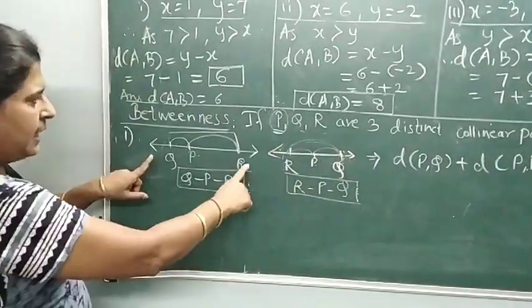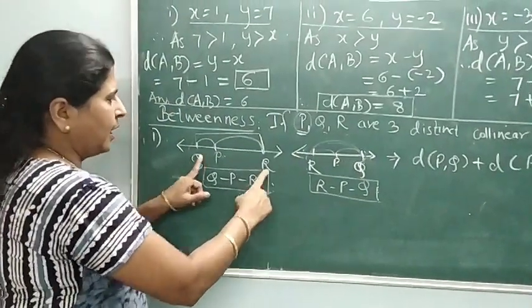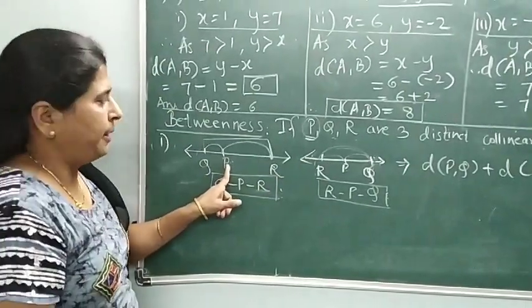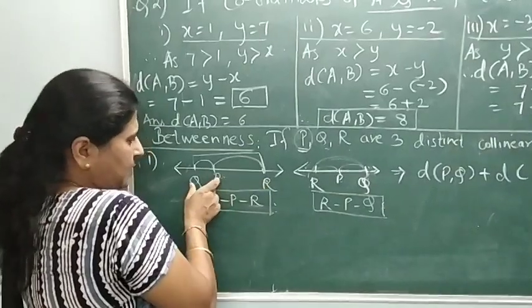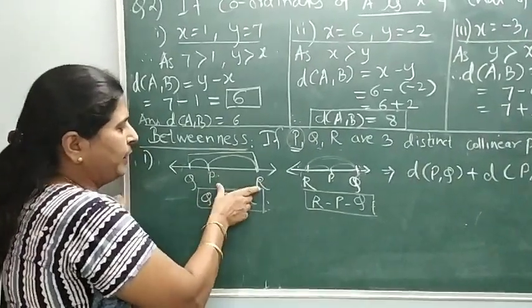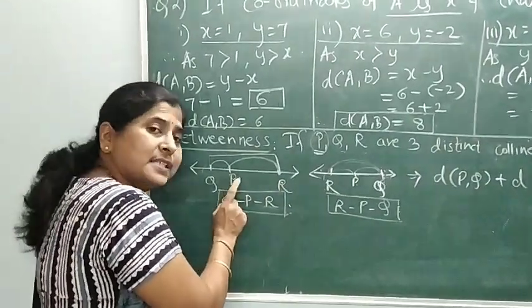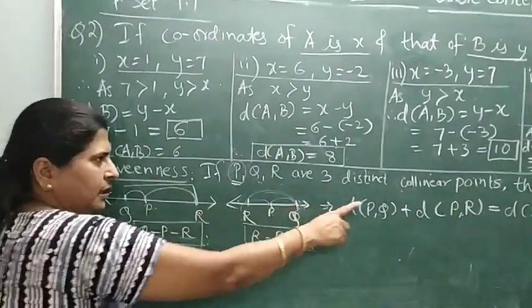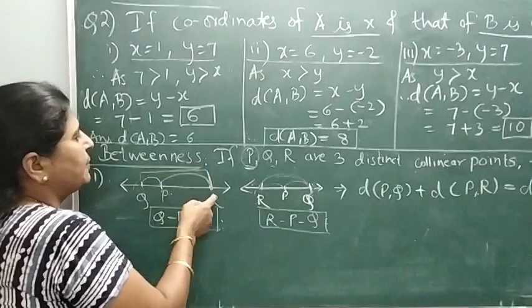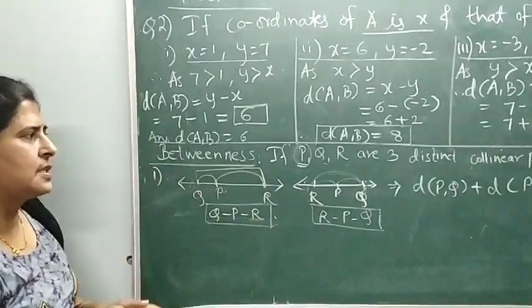So whatever the end points are, here Q and R, and in between somewhere we have point P, the addition of the two smaller distances, from the in-between point to each end point, will give you the distance between the end points. This is the first situation.